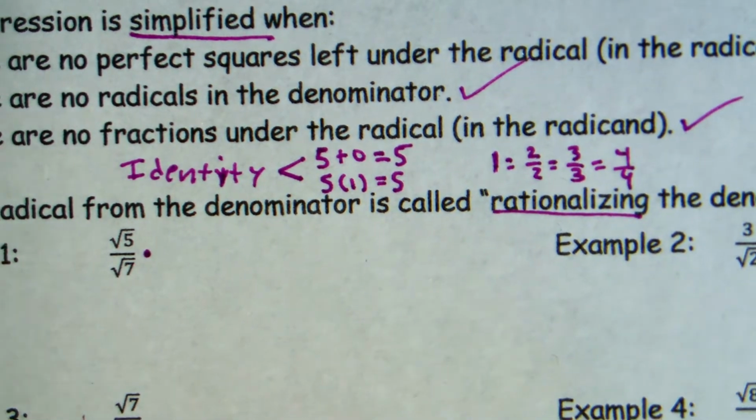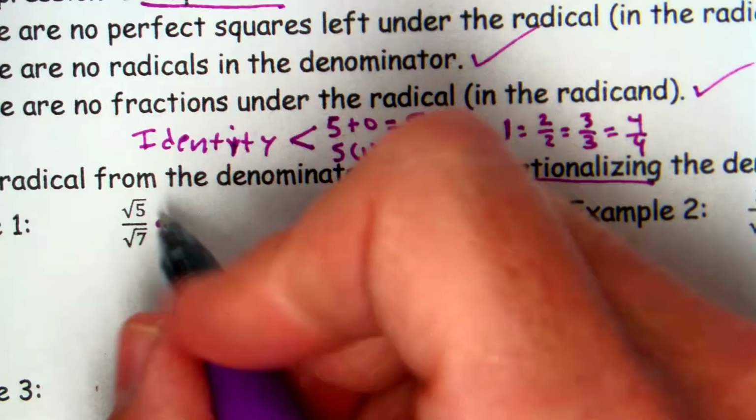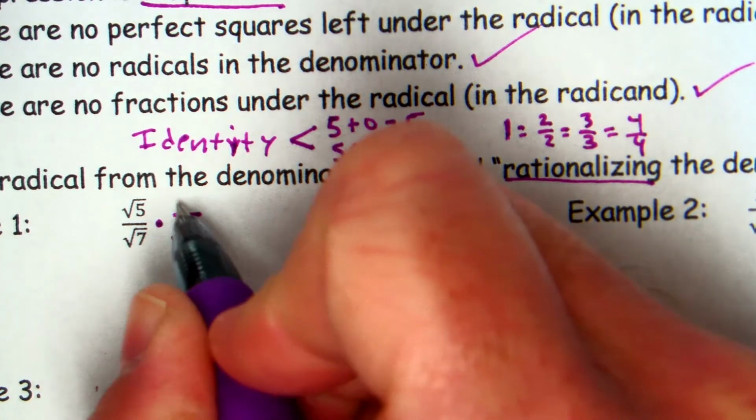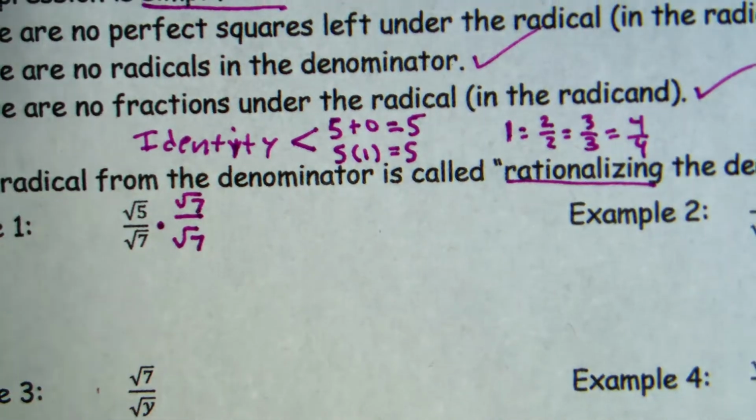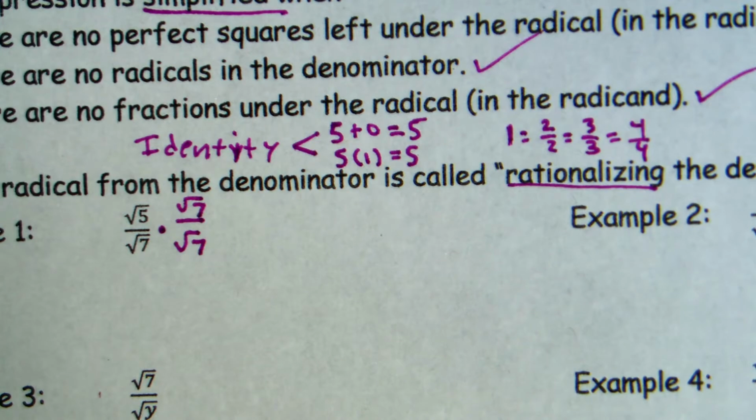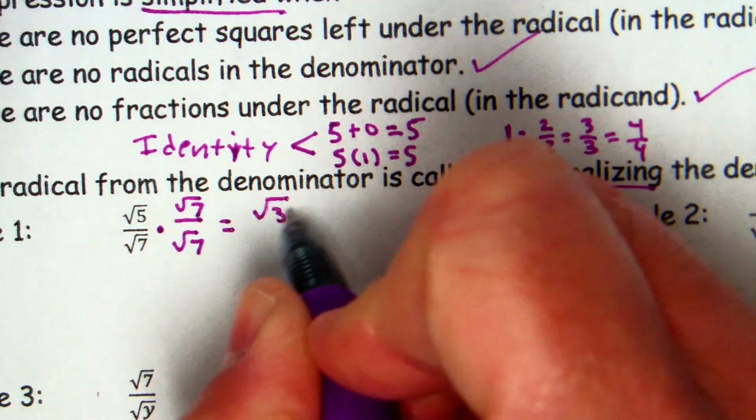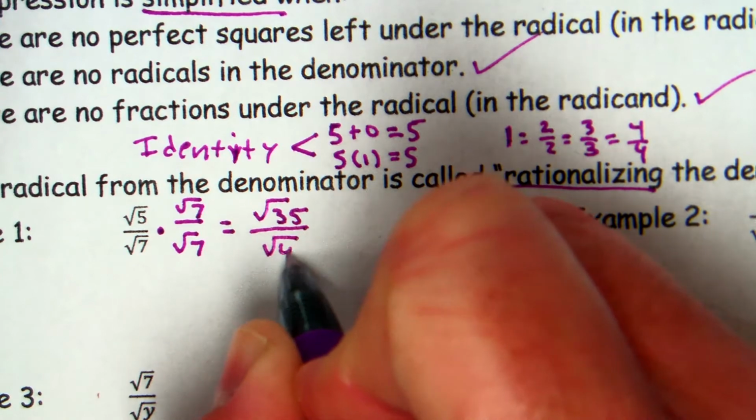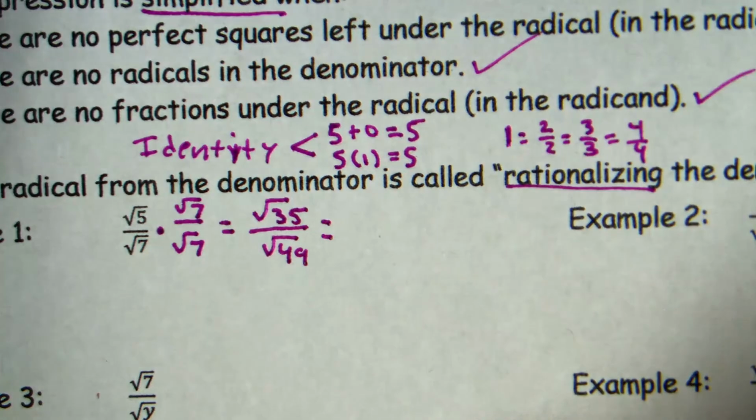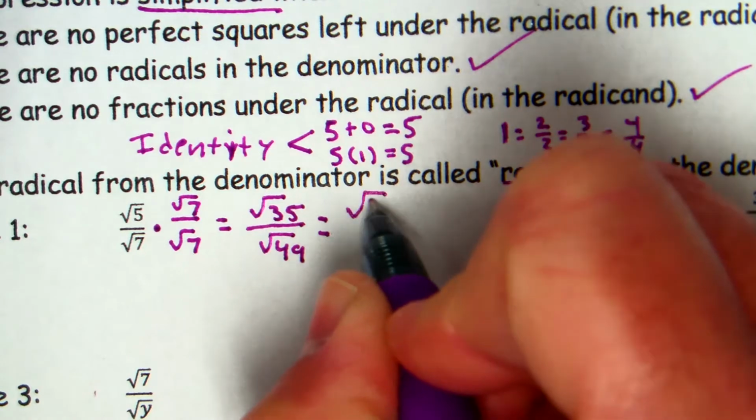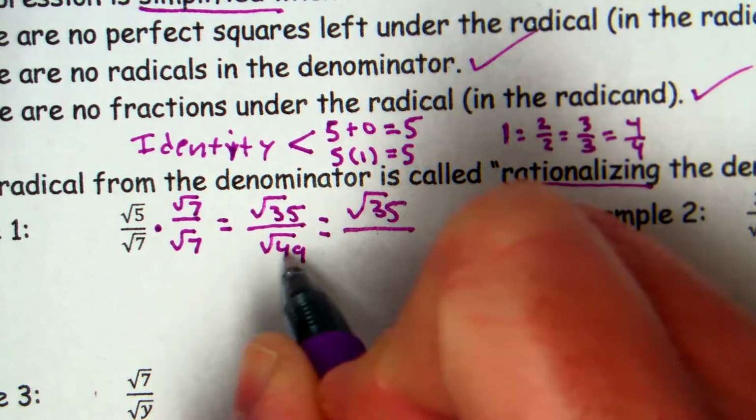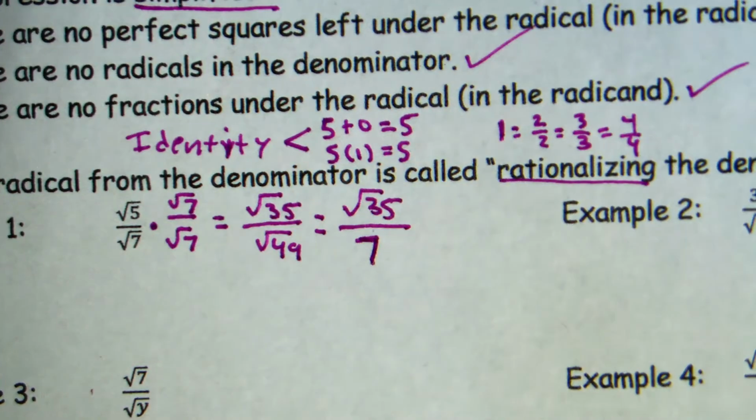I'm going to use a very specific way of writing the number 1. I'm going to write it as radical 7 over radical 7. Do you know why I chose this version of 1? If I multiply those together, it gives me a radical 35 over a radical 49. Do you know why I like that? Because radical 35 is irrational, but radical 49 turns into a 7.